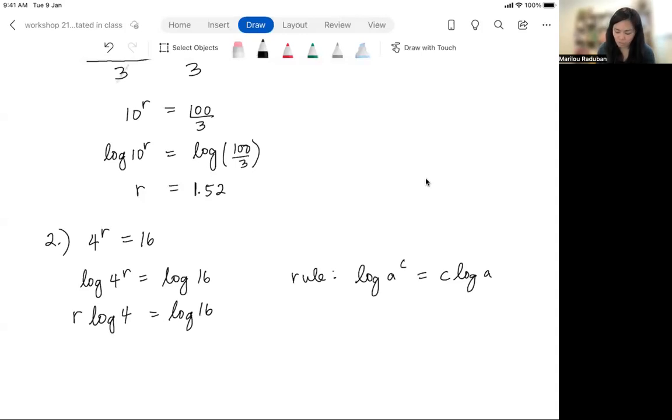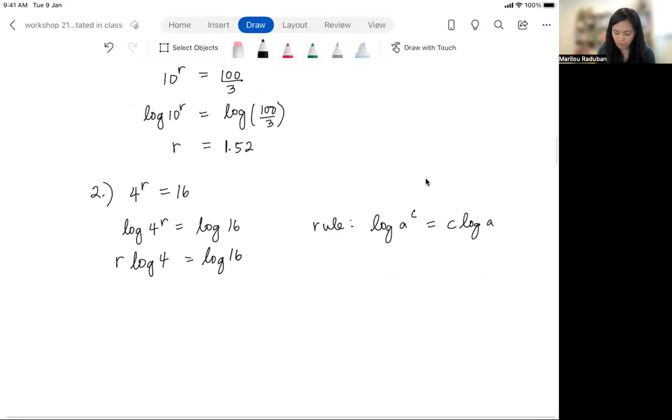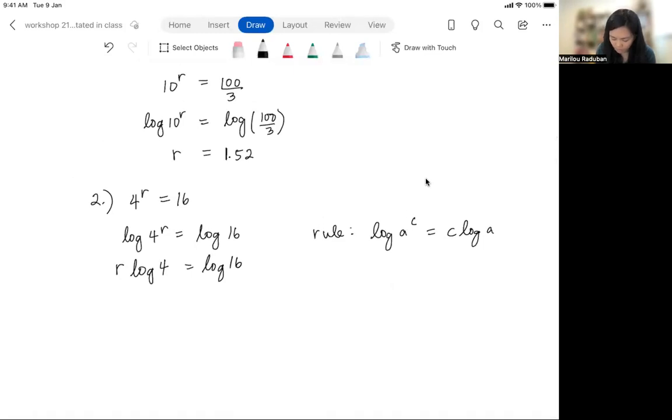Right, so it's different. If it's base 10, then the log can just cancel out the base 10, like in question number 1. If the base is not 10, then the log cannot just cancel out the base. You have to use the rule. And so you have r times log 4, which is essentially a multiplication between r and log 4.